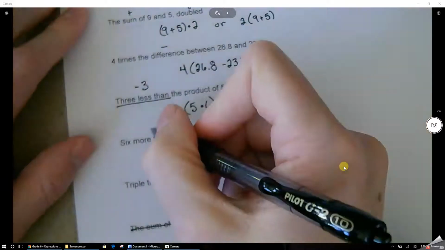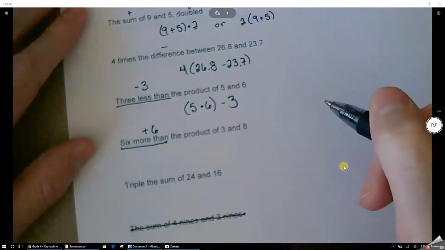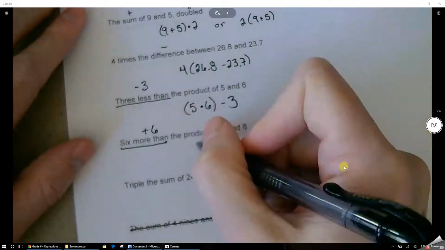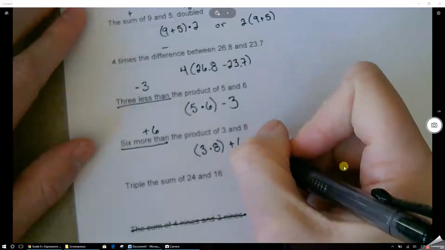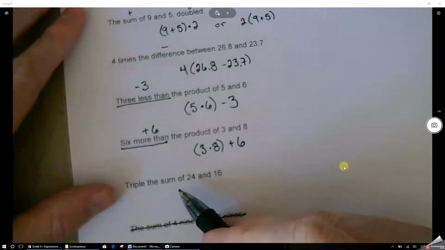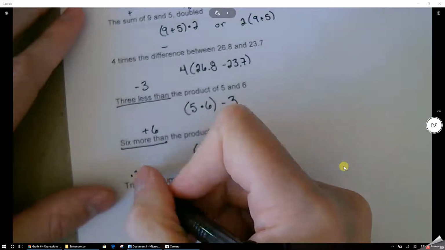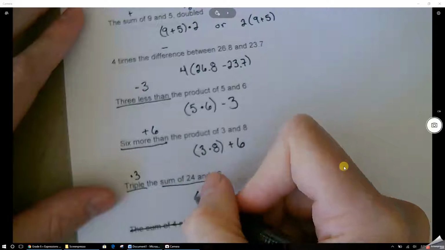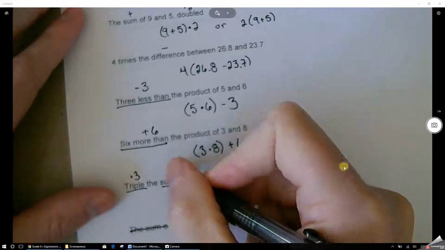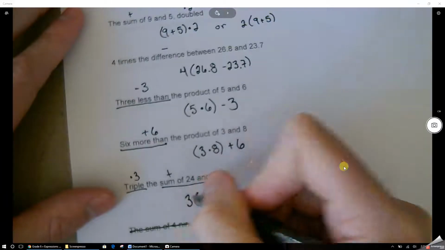Next one, 6 more than. So I'm adding here. More than means I'm going to add 6 somewhere, and then what are you adding 6 to? The product of 3 and 8. So I'm going to show 3 times 8, and then I'm going to add 6 to it. Triple the sum of. So triple means times by 3. And then what are you timesing by 3? The sum of 24 and 16. The sum means addition. 24 plus 16, and I'm going to triple that by multiplying by 3.